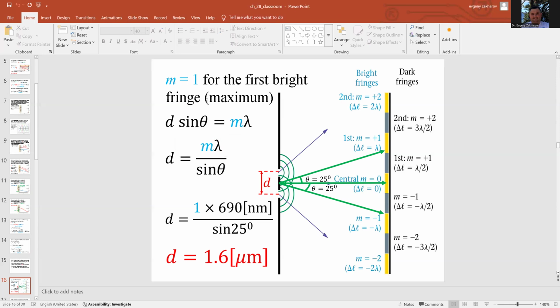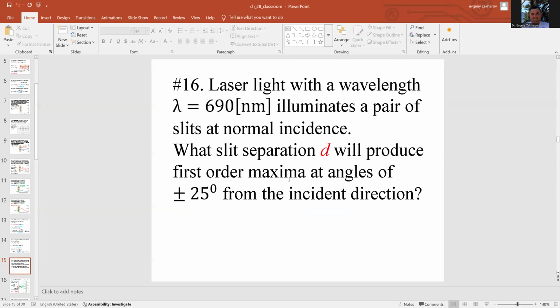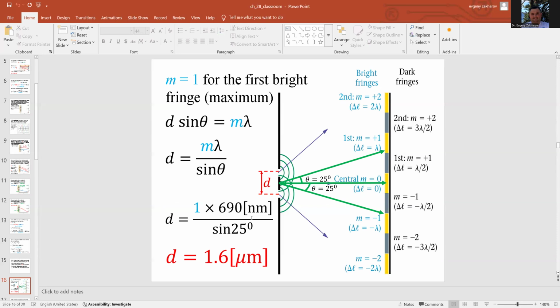The first bright fringe means m is 1, so plug in 1. The wavelength is given. Be careful, it's nanometers. Nano is 10 to the negative 9th, so you have to convert that to meters. And the angle is 25 degrees, so sine of 25 degrees.